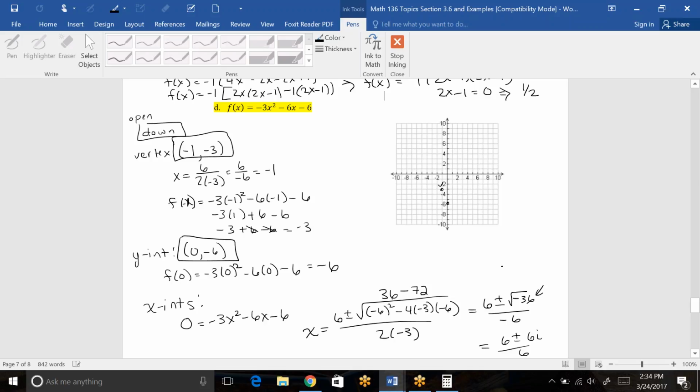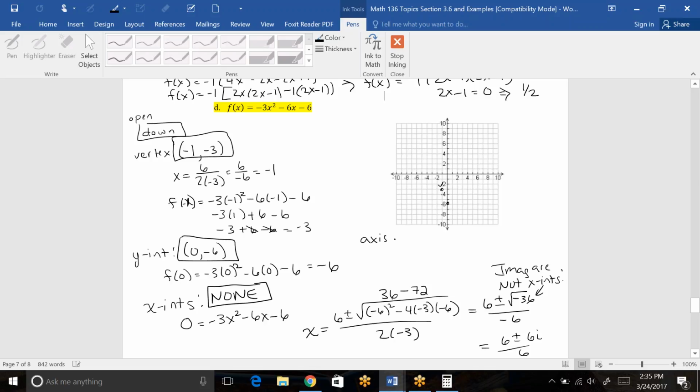Imaginary numbers are not x-intercepts. They're not on this graph at all because we don't plot imaginary numbers on the number line, we plot real numbers. So there are none. So anytime you're doing one of these problems, if there ends up being a negative underneath the square root, that means you have no x-intercepts.